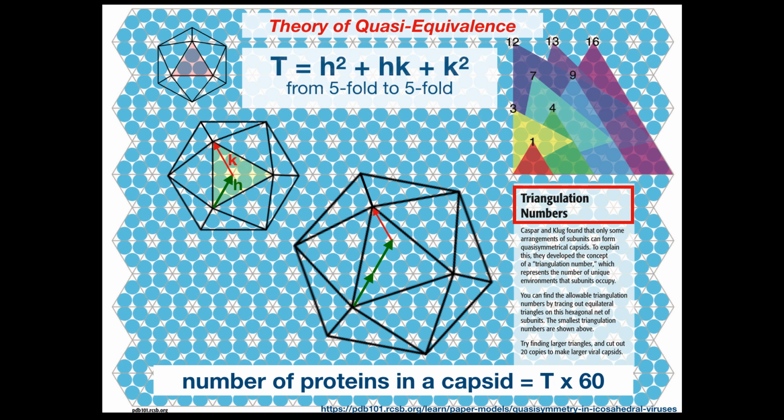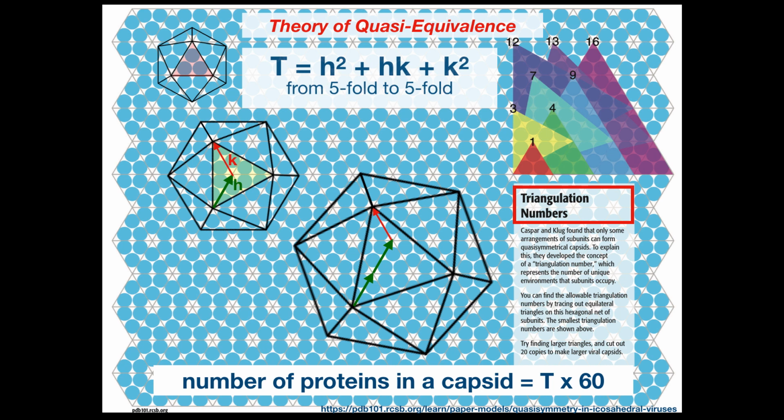9 subunits per side times 20 is 180, or you can take the T-number, which is 3, times 20, so 3 times 60, excuse me, and you end up with 180. So the T-number also tells you how many of the capsid proteins you have on any given side, and then, of course, since you have 20 sides, you're going to end up with the whole particle.